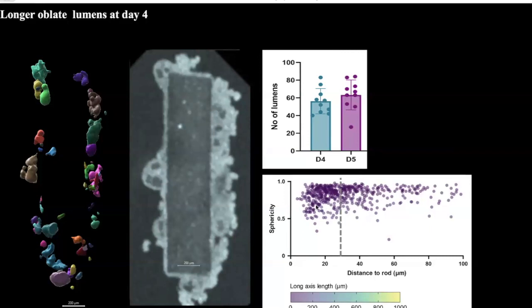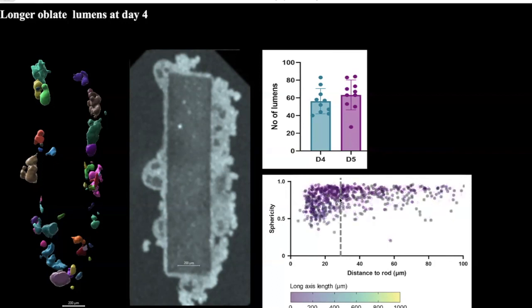But as you start seeing, this is day 4 and this is day 5, you see that the sphericity goes down for those close to the rod. And that means that now they grow and then they start to elongate because they are less spherical and their length is also increasing. And this is what you see in this image, where you see that now these lumens have grown. And you still have plenty of the other lumens aside from that proximal region.